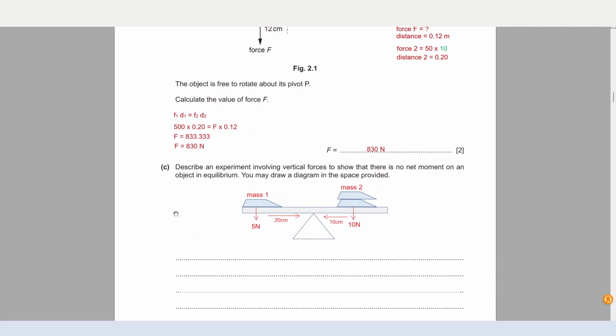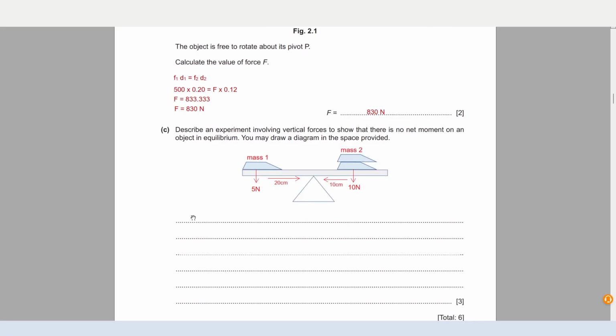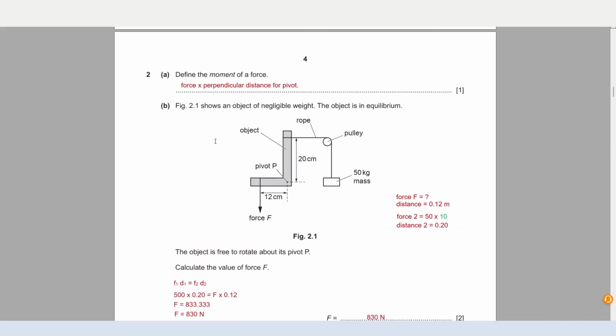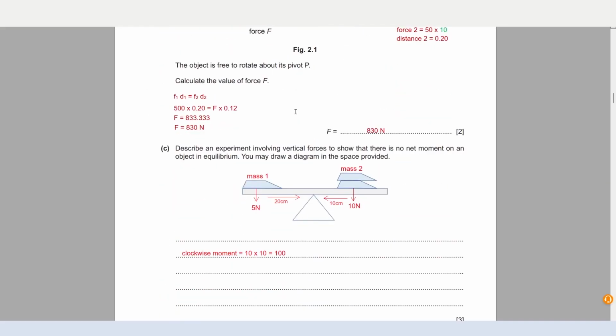So what we have to do is find the clockwise moment. What is going to be the clockwise moment? This mass 2 is clockwise, so the clockwise moment is going to be 10 into 10. The formula for moment is force into perpendicular distance. So here the force is 10 Newton, and the perpendicular distance is 10 centimeter, which gives 100. Now to calculate the anti-clockwise moment, it is 20 into 5, because the perpendicular distance is 20 centimeter and the weight is 5, which gives us 100.